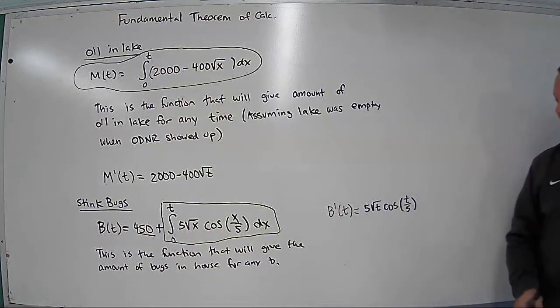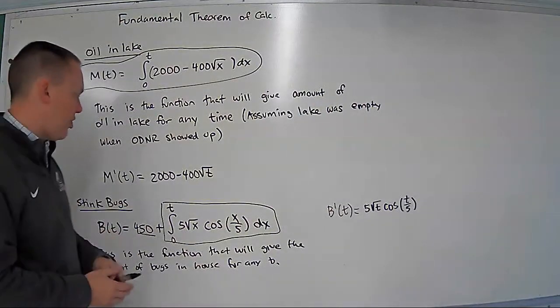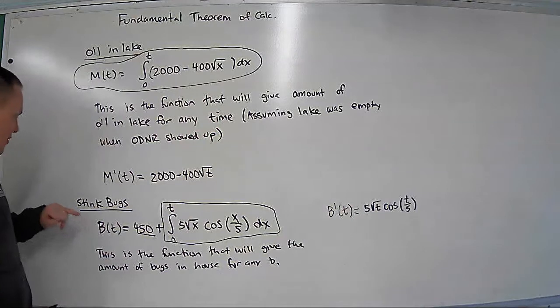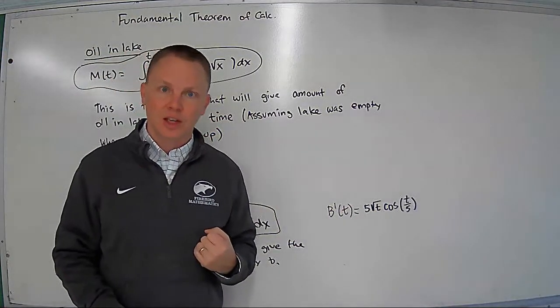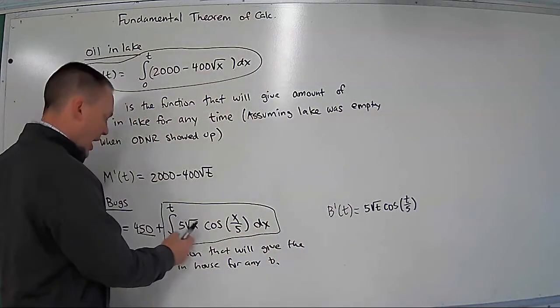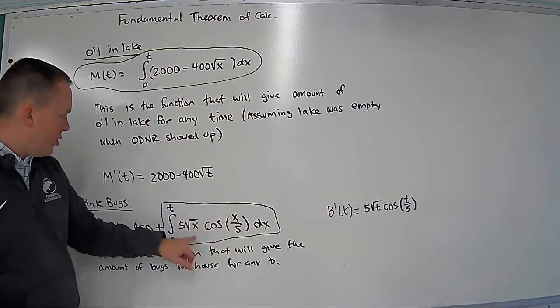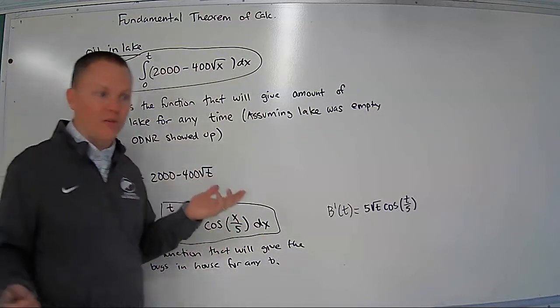Now, don't get hung up with the fact that this is not an x. This should be a t. Remember, if b is a function of t, then b prime should be a function of t. Remember, when I have this inside the integral like that, I just have to make this a different variable, something other than t. And that's why I chose x. That's sort of the convention.